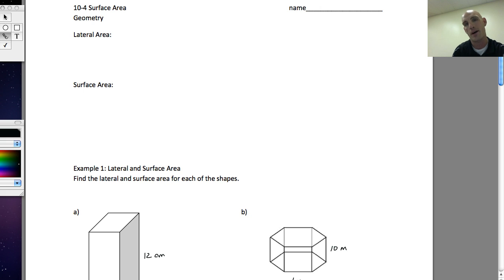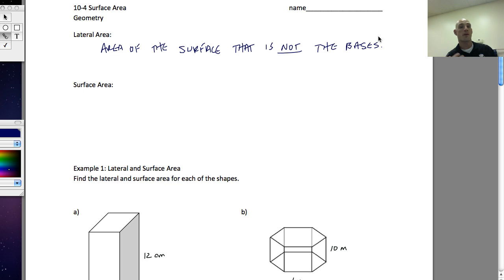We're going to talk about a couple different aspects of surface area. The first is lateral area. Lateral area is the area of the surface that is not the bases. When I say this, I mean you find the surface area and subtract the bases. So in a prism, it would be everything but that pentagon in the pentagonal prism. The lateral surface area is all the stuff that makes up the sides that are not the bases.